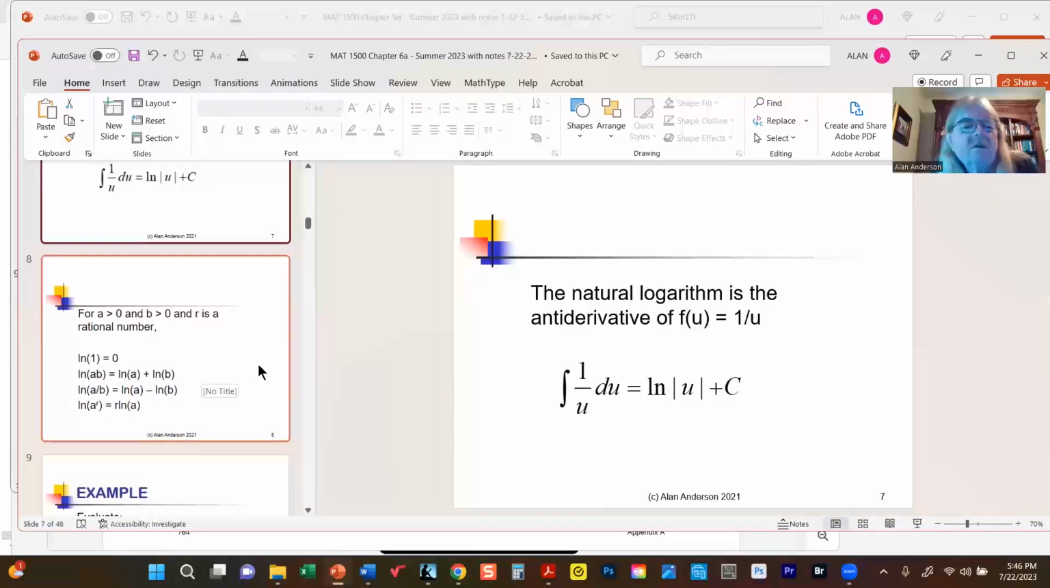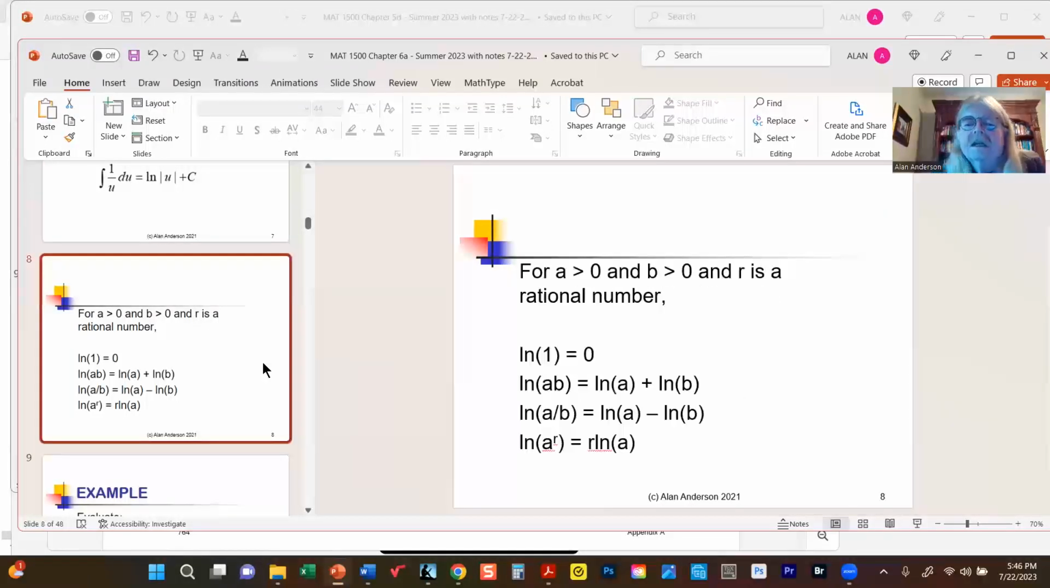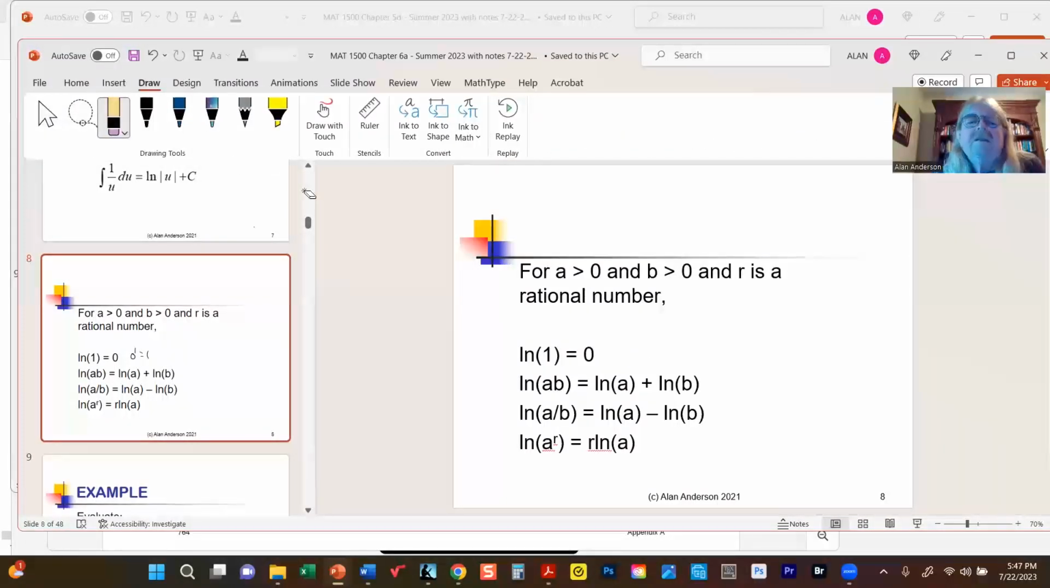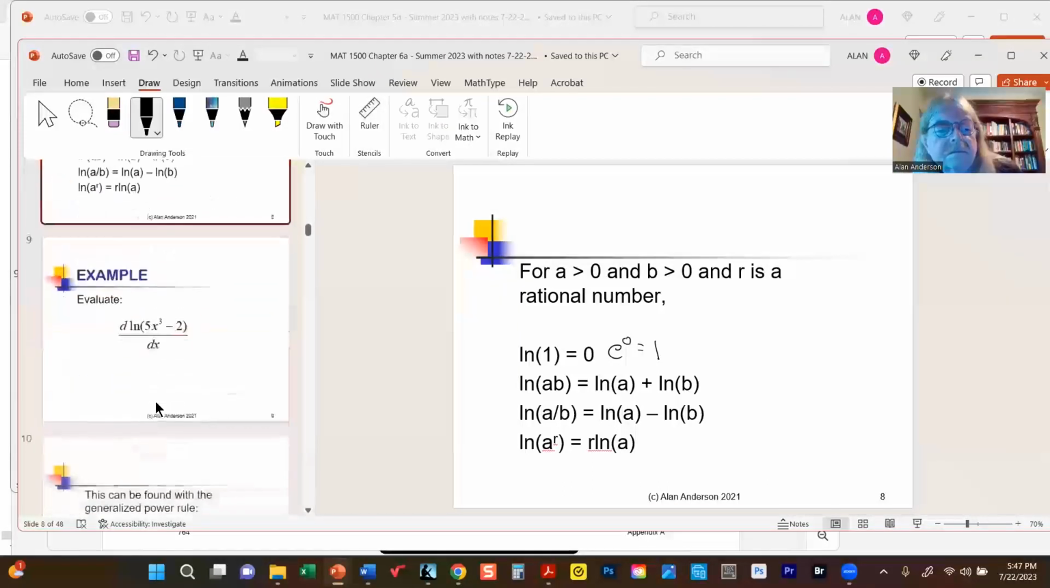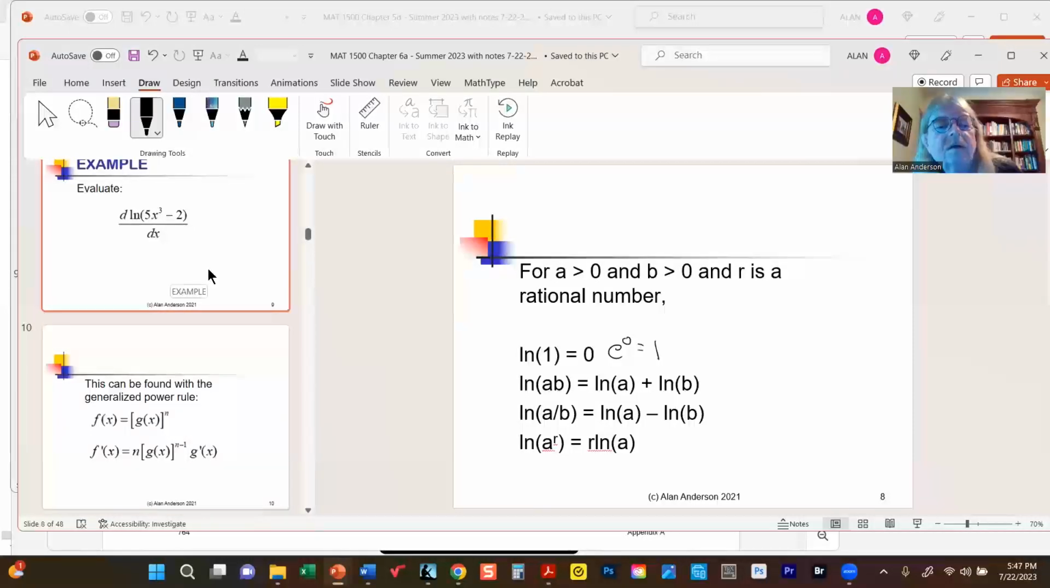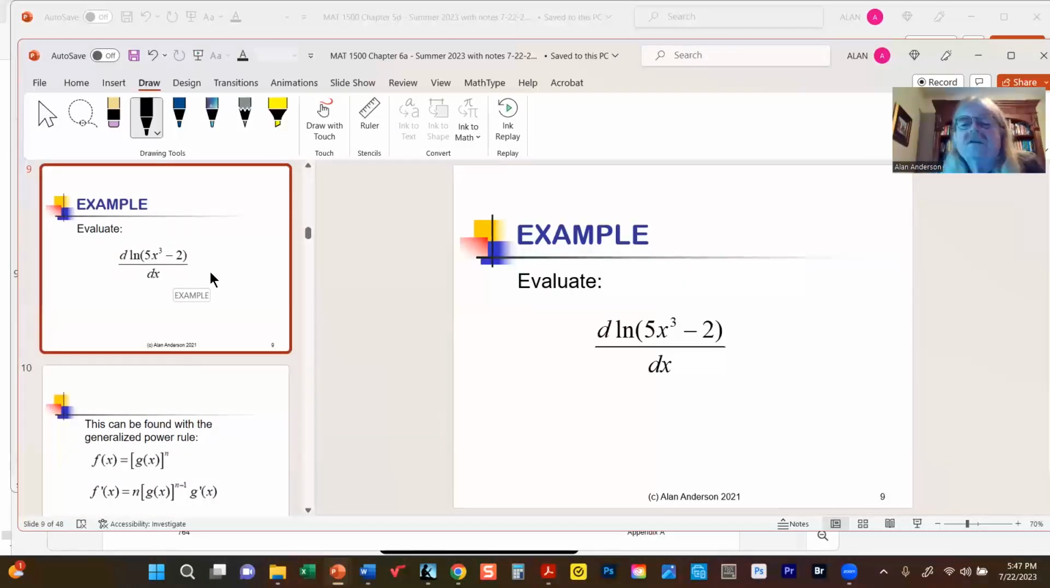And furthermore, we had all these wonderful properties. The natural log of 1 is just 0 because e to the 0 power is 1. The natural log of a product is the sum of the individual natural logs. The natural log of a ratio is equal to the difference. And then finally, the log of a to some exponent r is equal to r log a. All right, so here, this is what I was just saying. This is the derivative of log g of x.